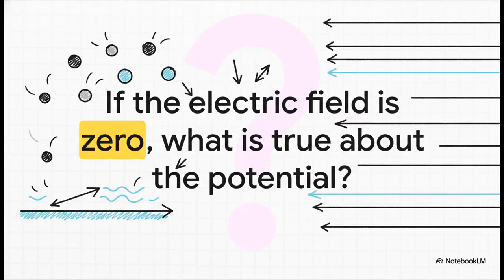And that leaves us with one final thought to chew on. Based on everything we've just discussed, if the electric field in some region of space is 0, what does that tell you about the electric potential in that same region? Think back to our map. If the ground is perfectly flat, what does that mean about its altitude? Ponder that one for a bit.